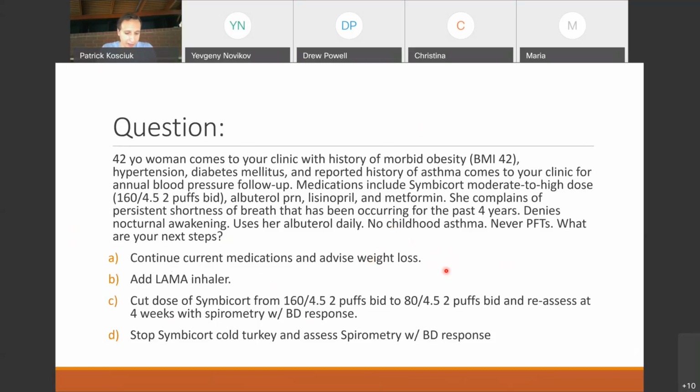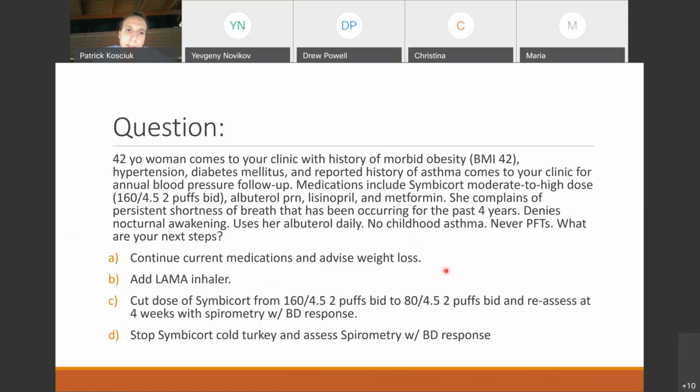And that question is, we have a 42-year-old woman who comes to our clinic with a history of morbid obesity, hypertension, diabetes, and a reported history of asthma. She's already on a moderate to high dose Symbicort. So that dosing is 160 of the budesonide component and 4.5 of the formoterol component. Albuterol as needed, a blood pressure med, a diabetes med. She complains of persistent shortness of breath that has occurred for the past 4 years, largely stable at this point, I would say. Denies any nocturnal symptoms, uses her albuterol essentially once per day, I'll say in this question. Never had childhood asthma, never had lung function studies.